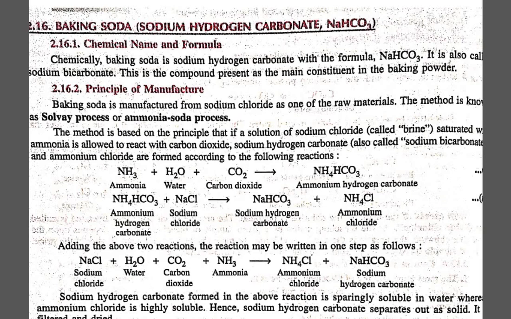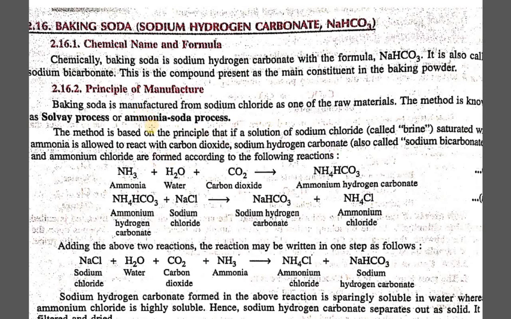Now, the principle of manufacture is the Solvay process or ammonia soda process. How is it done? Let's see that. Here we are obtaining the baking soda from sodium chloride as one of the raw materials. This process, as I told you, is called the Solvay process or ammonia soda process. What is the method here?